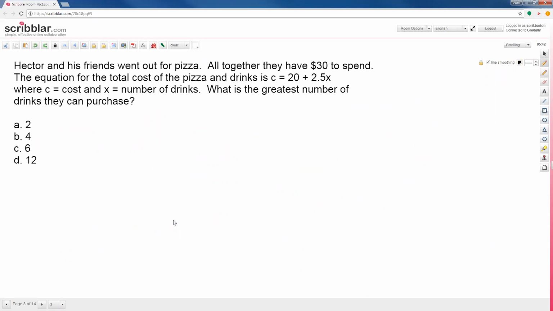Hector and his friends went out for pizza. Altogether, they have $30 to spend. The equation for the total cost of pizza and drinks is C equals 20 plus 2.5x, where C equals cost and x equals number of drinks. What is the greatest number of drinks they can purchase? So this time you're not finding the equation, you're just going to use the equation.